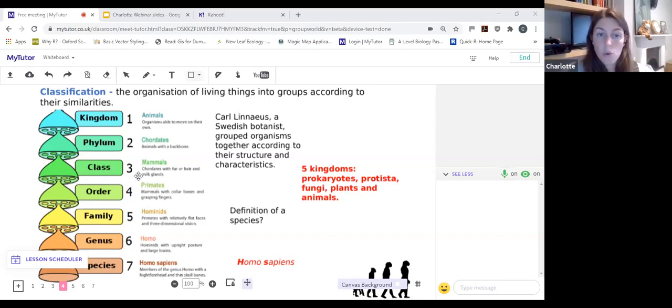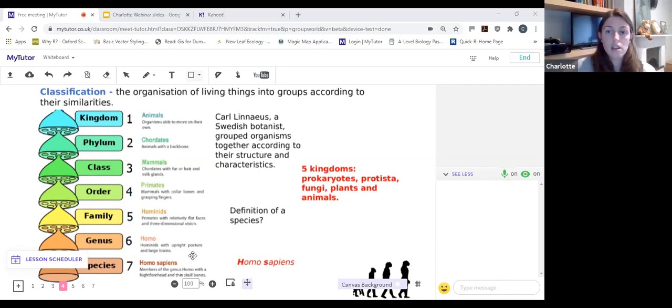Okay, then order. And within mammals, we're in the order primates. So we have collarbones and grasping fingers. Then family. So we are within the hominid family, which is primates with relatively flat faces and 3-dimensional vision. Then genus, and we're in the genus Homo. So hominids with an upright posture and large brains. And then finally the species. So our species is Homo sapien. So members of the genus Homo with a high forehead and thin skull bones.